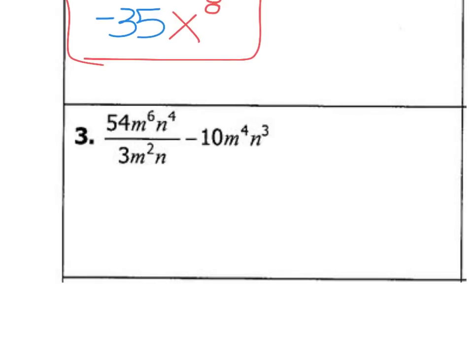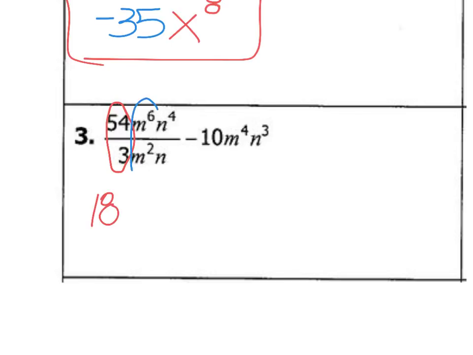So the first thing we want to do with example number 3 is take this right here and simplify it before we subtract 10m to the 4th n to the 3rd, all right? Always simplify anything with division bars first. So first thing you want to do is simplify the 54 divided by 3. So 54 divided by 3 gives us 18.